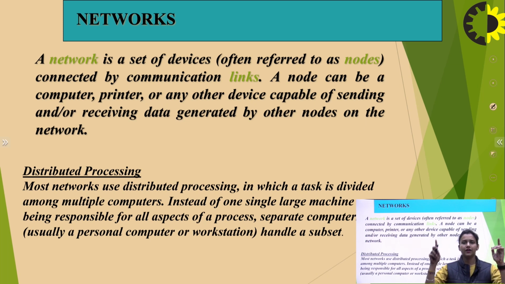We have one node, we have a second node. The link will be like we are sending the data from one node to another. The link will be created. This is a transmission medium; it can be wireless, it can be wired, anything. A node can be a computer, a printer, or any device which is capable of sending or receiving data.